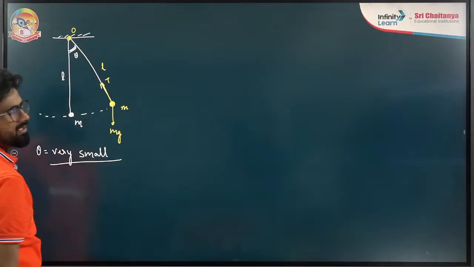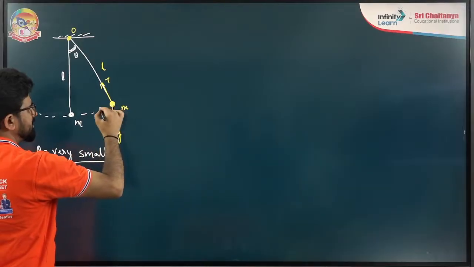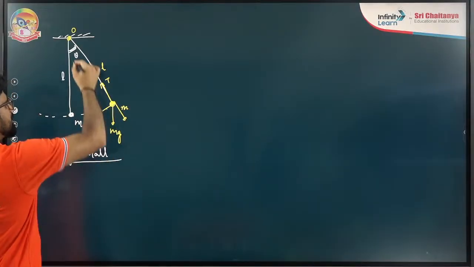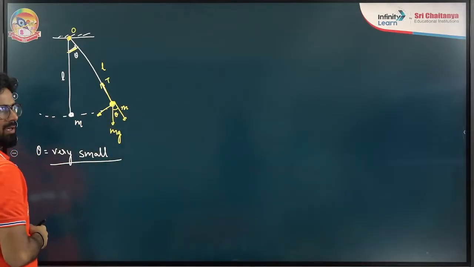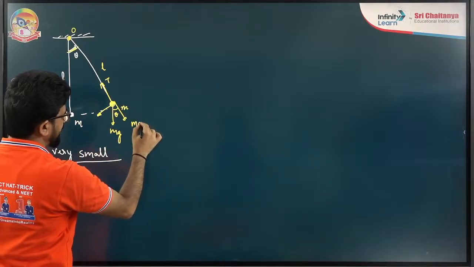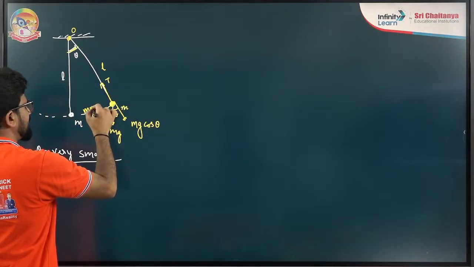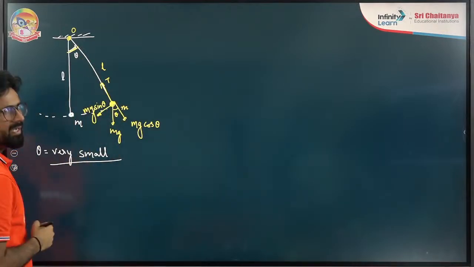This is the mg. Now mg has two components. This angle is theta with the vertical. That means this angle is also theta with the vertical. Now what you can say, this is mg cos theta. This is mg sin theta.